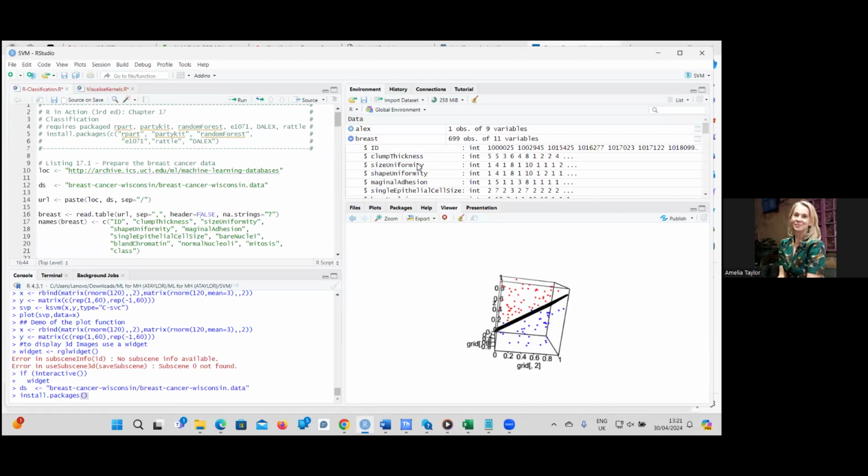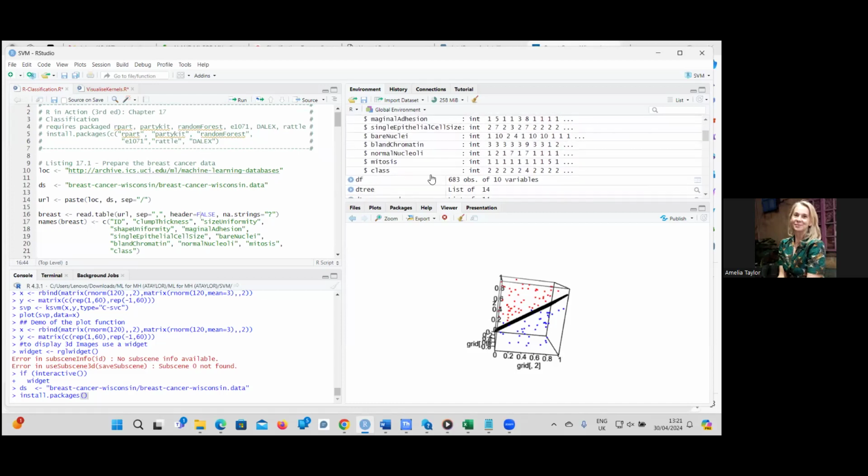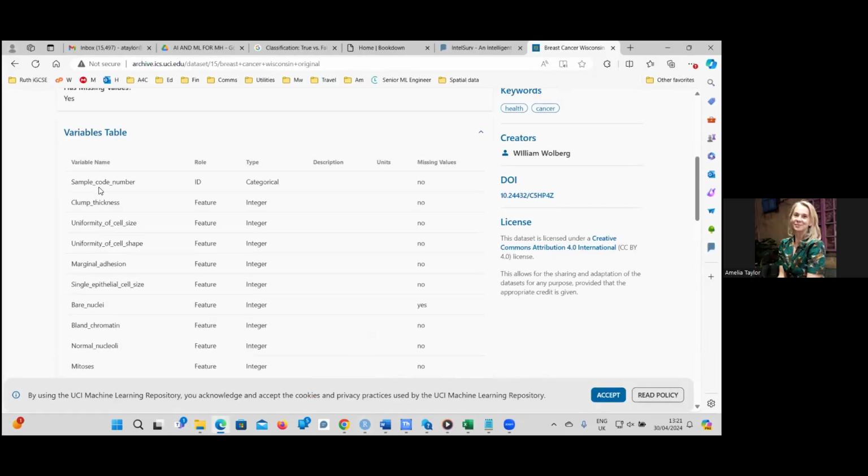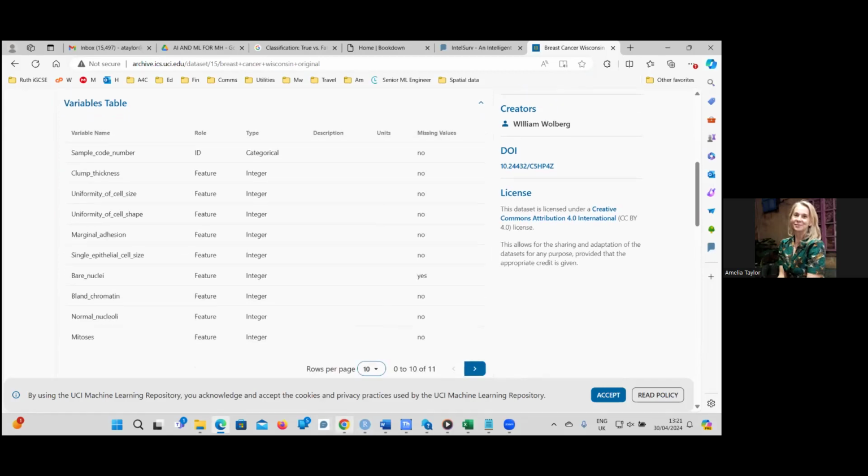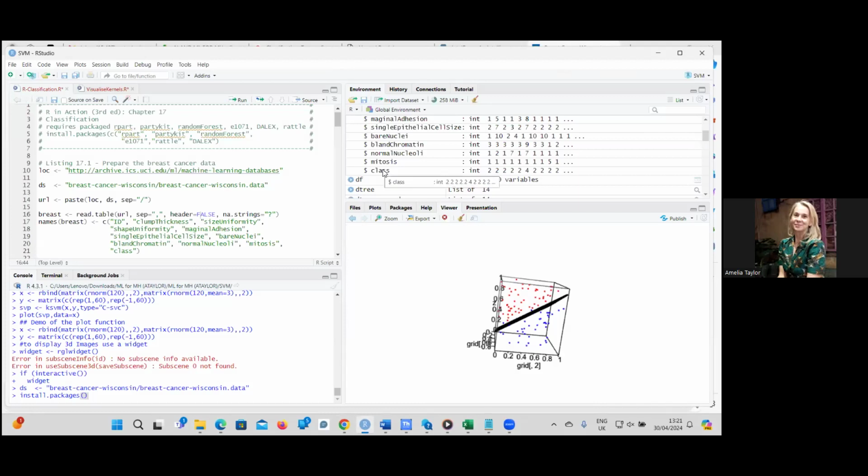Okay, there are 11 variables because this one also includes the class. If you look at this data set here, we are given the 9 predictive variables. But in our R data frame, we also have the class. And we are given the categorization of whether the tumor is malign or benign.